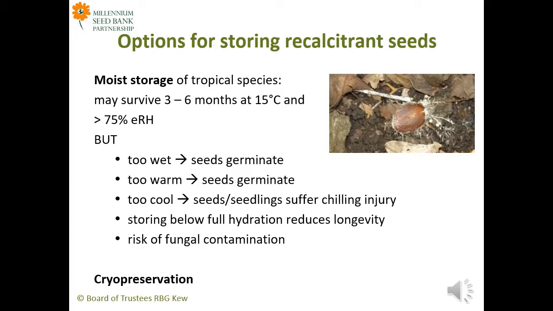There are some options for storing some intermediate and recalcitrant seeds, one of which is moist storage, but their longevity at this stage is limited and only done for short-term storage. This option will also require very close monitoring, as if the seeds are too wet or too warm, they tend to germinate. If they're too cool, they can suffer chilling, and there is also the risk of fungal contamination. The second is cryopreservation. However, this method can be quite challenging as it requires species-specific protocols in order to be successful.